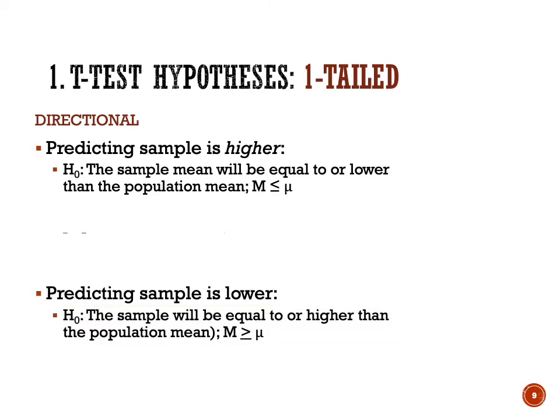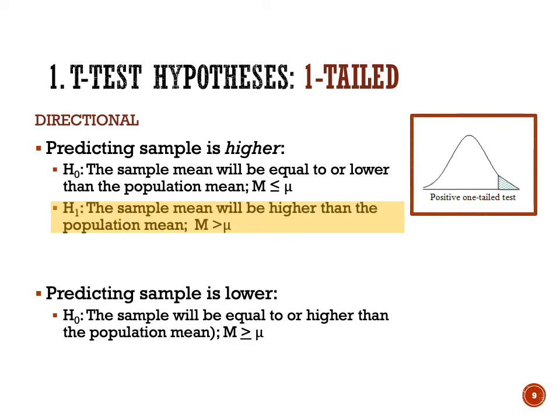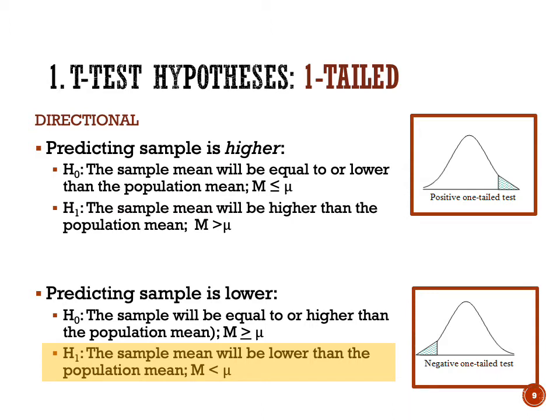The alternative hypothesis is obviously whatever the researcher actually predicts. So if they predict that it's higher, then you expect the t-test to be positive. The t will be a positive value. And if they predict that it's lower, then you expect the t-test to have a negative value.